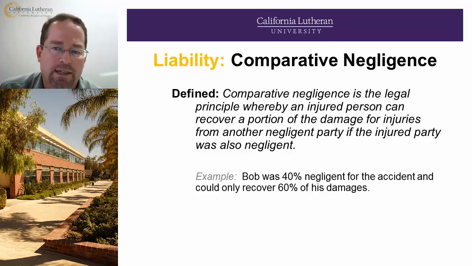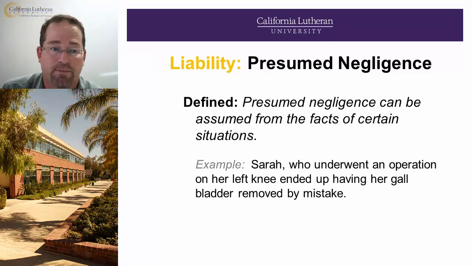Regarding comparative negligence, it's the legal principle whereby an injured person can recover a portion of the damage for injuries from another negligent party if the injured party was also negligent. So if you are determined to be 40% negligent for the accident, you could only recover 60% of your damages.